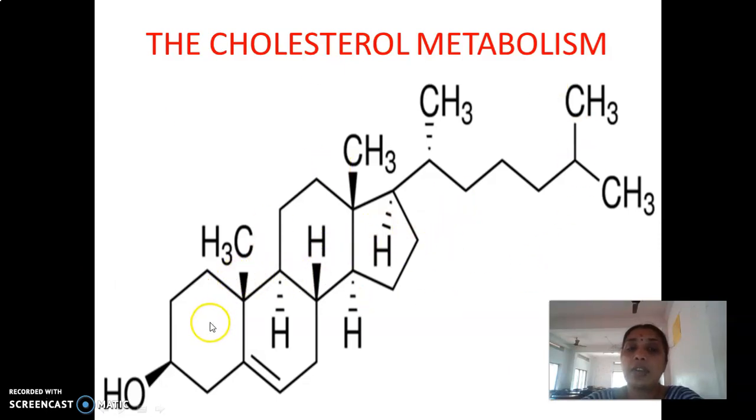It has four ring systems, right? Of the four rings, we call them the A, B, C, and D ring systems. There are four ring systems in the cholesterol molecule. This is the A ring, this is the B ring, this is the C ring, and this is the D ring, of which A, B, and C are 6-carbon ring systems, even though it is not an aromatic compound.